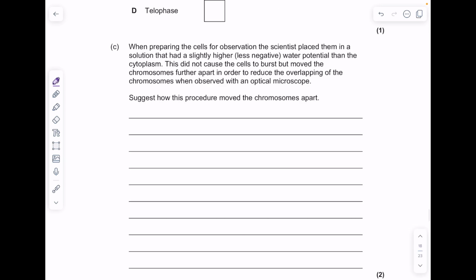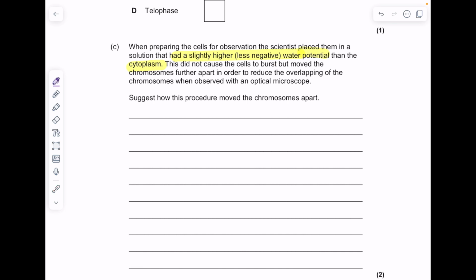When preparing the cells for observation, the scientists placed them in a solution that had a slightly higher, less negative water potential than the cytoplasm. So the surrounding solution, in effect, had a higher water concentration. This did not cause the cells to burst, but moved the chromosomes further apart in order to reduce the overlapping of chromosomes when observed with an optical or light microscope. Suggest how this procedure moved the chromosomes apart.